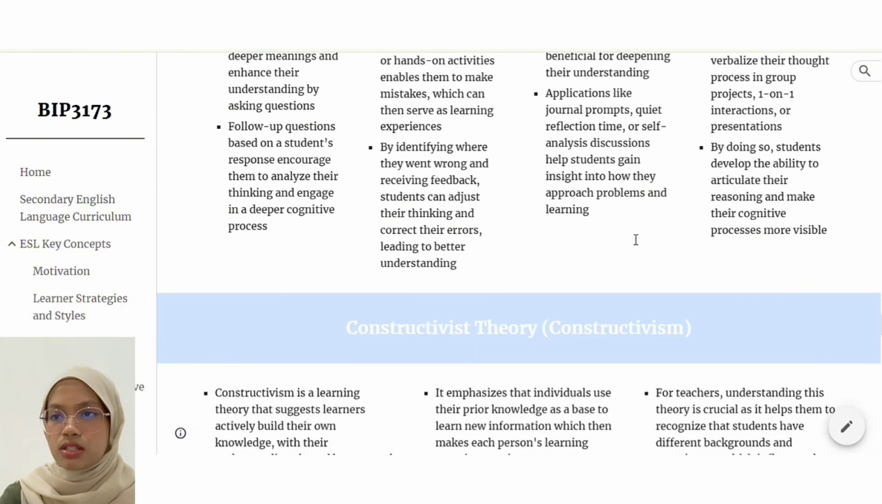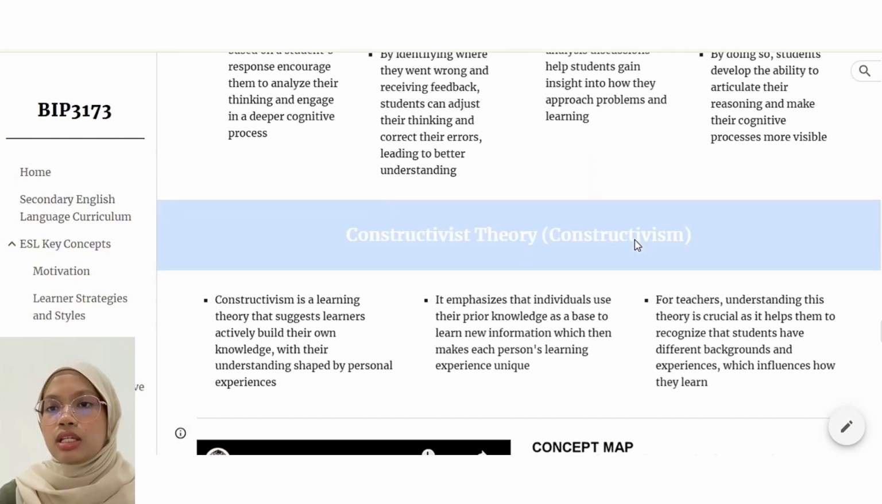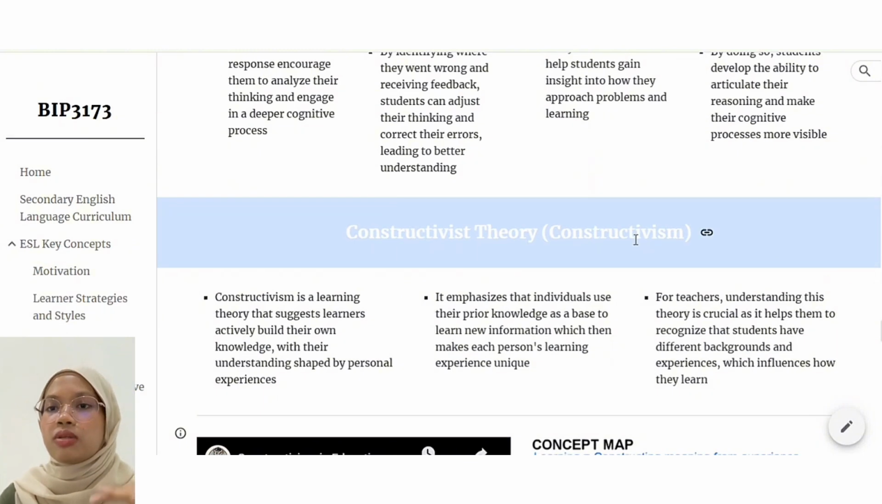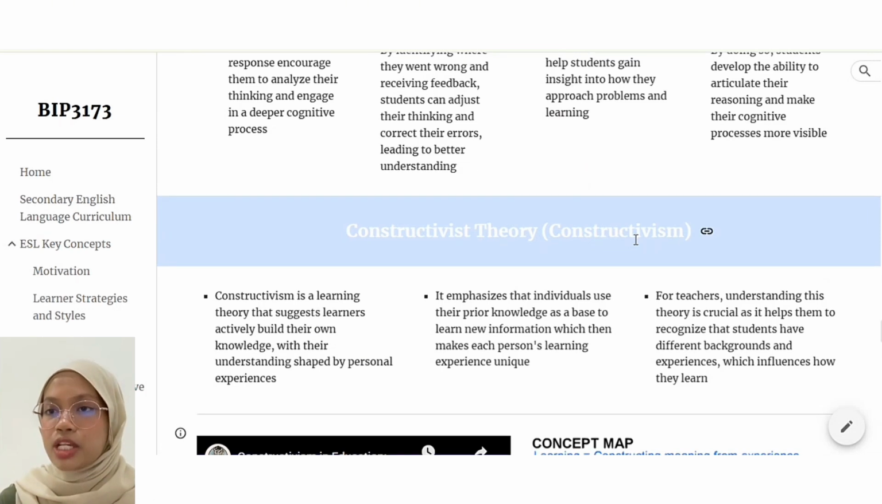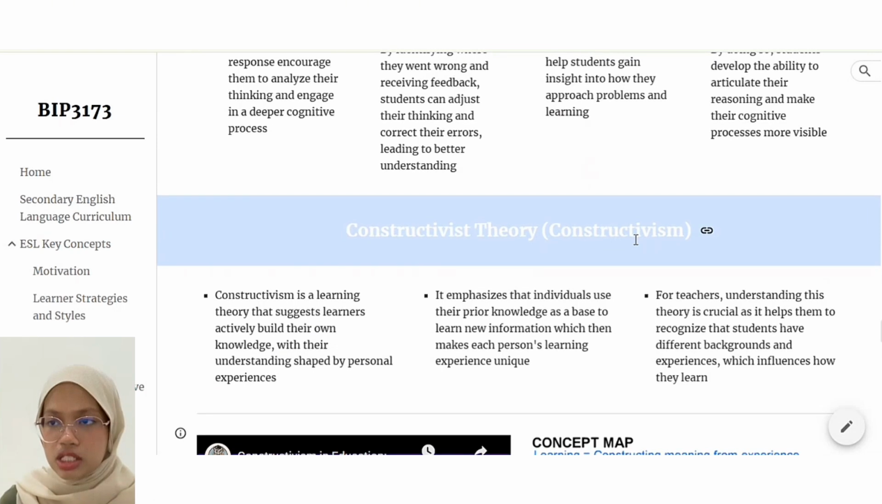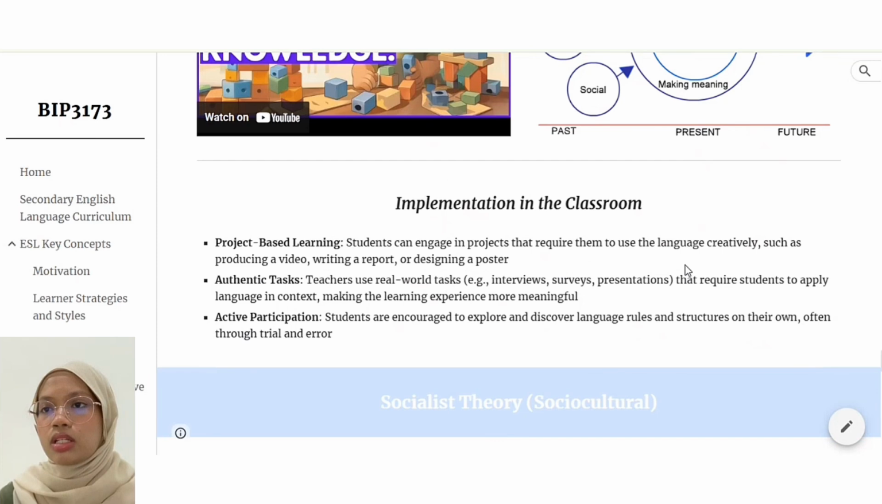Next is constructivist theory, which suggests that learners actively build their own knowledge with their understanding shaped by personal experiences. It emphasizes that individuals use their prior knowledge as a base to learn new information, and for teachers specifically, understanding this theory is crucial because it helps them to recognize that students have different backgrounds, which influence how they learn and how they perceive. And so how do we implement this in the classroom? We can use project-based learning, or as I mentioned before, PBL, there are authentic tasks, and lastly is active participation.